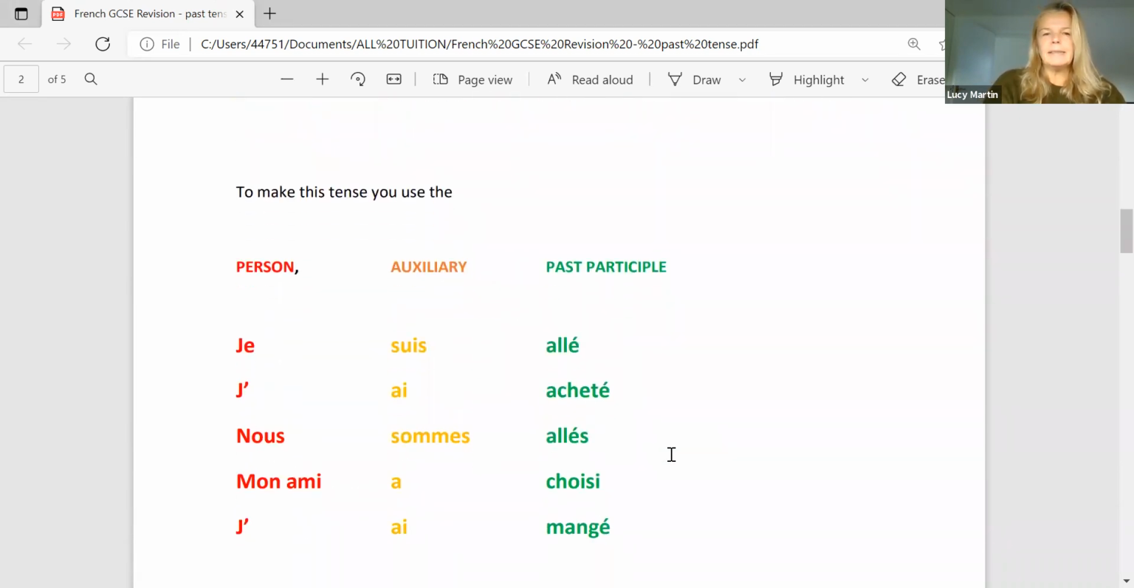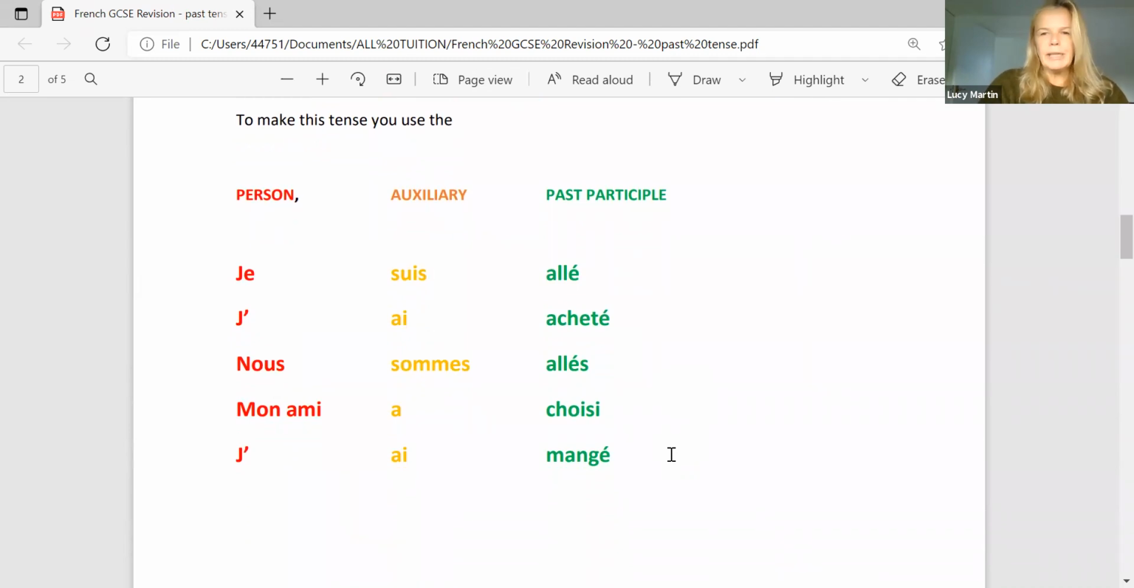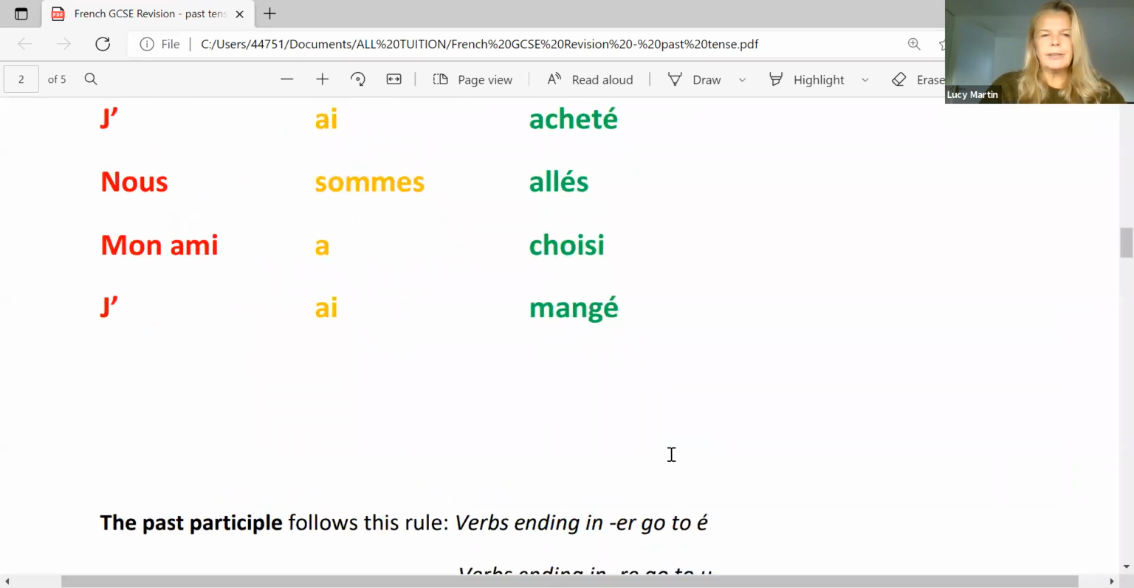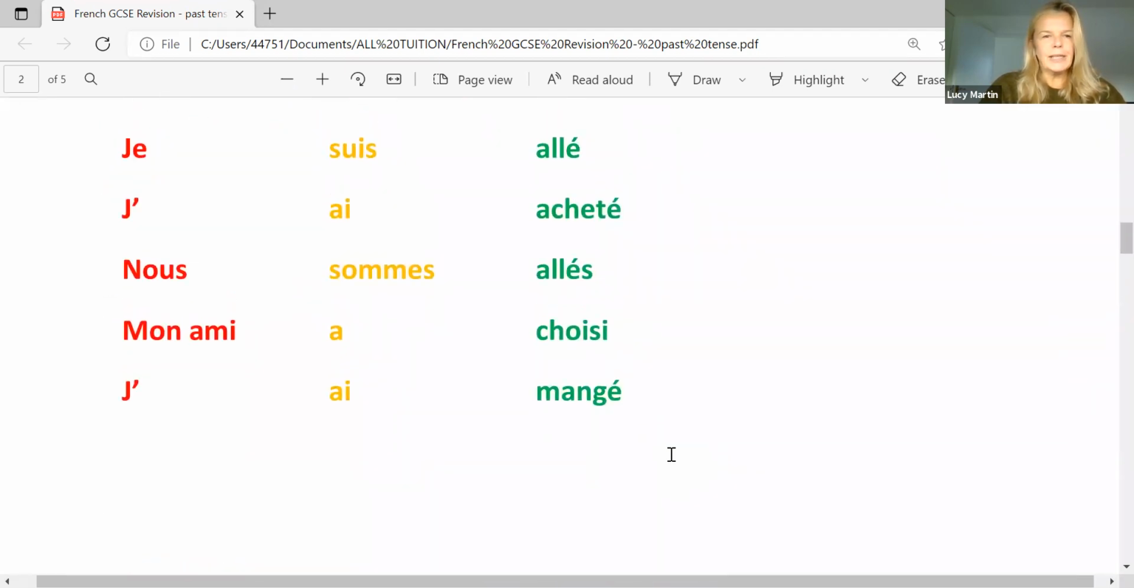To make this tense, you're using 3 parts: a person, auxiliary, and a past participle. I put them in red, orange, and green so that you can look at them like traffic lights. So here are the examples that we used in the passage there. Je suis allé. J'ai acheté. Nous sommes allés. Mon ami a choisi. J'ai mangé. So we've got 3 parts every time.